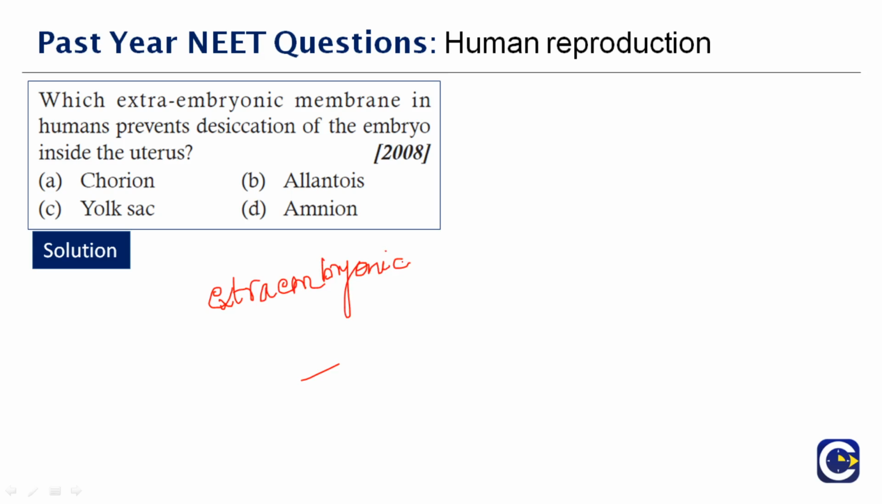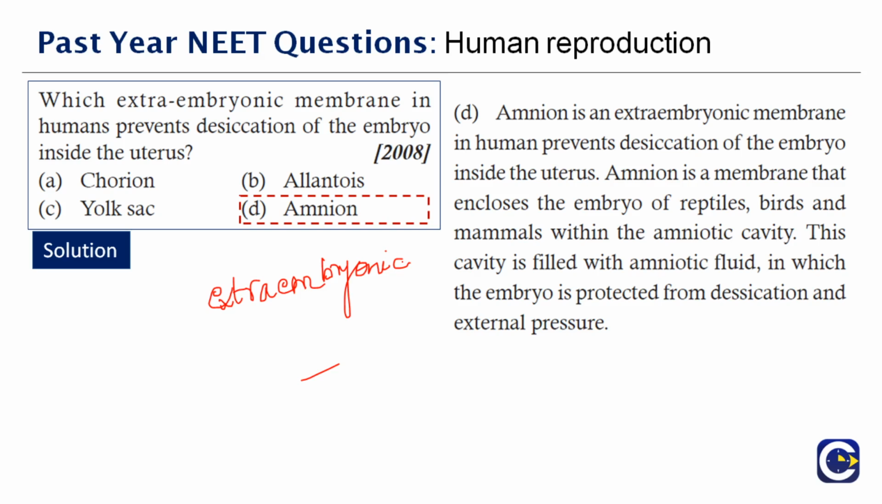Amnion is a membrane that encloses the embryo of the reptiles, birds, mammals within the amniotic cavity. This cavity is filled with fluid. What fluid? Amniotic fluid, in which the embryo is protected from desiccation or external pressure. But if the pressure goes beyond the limit, obviously it will get desiccated. Right? What they call abortion. Therefore, the right answer is option D.